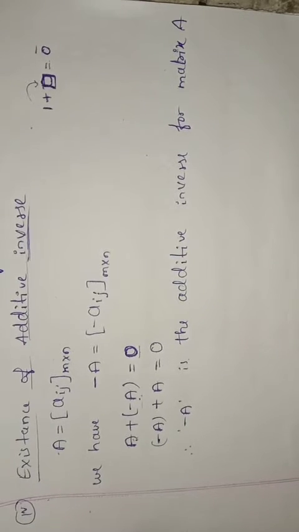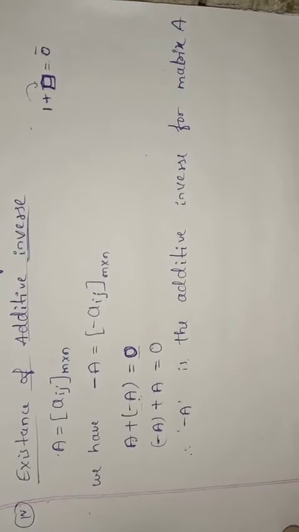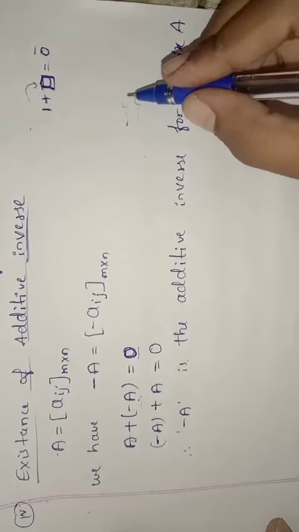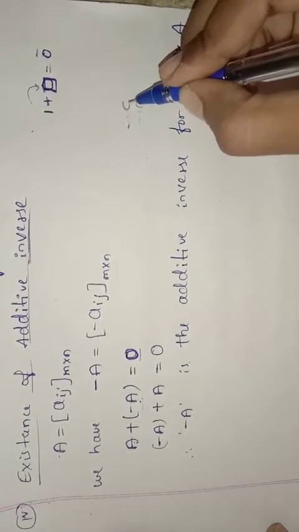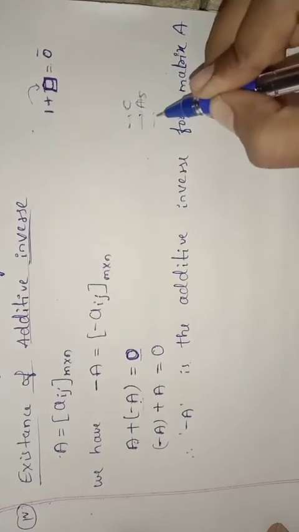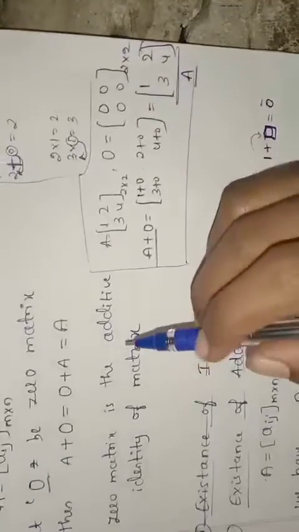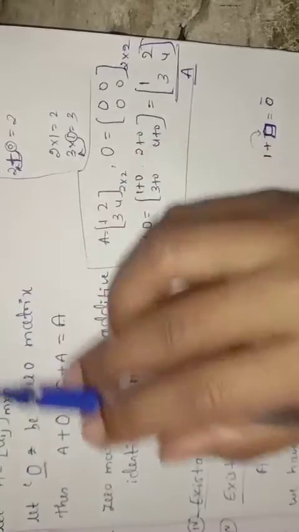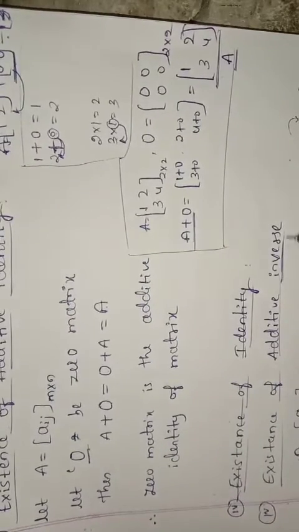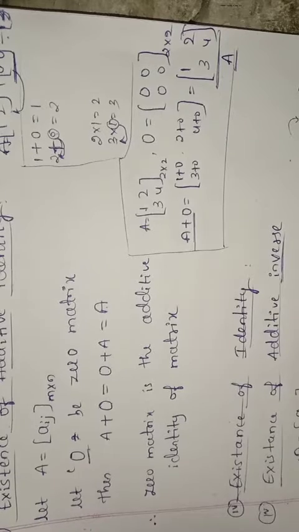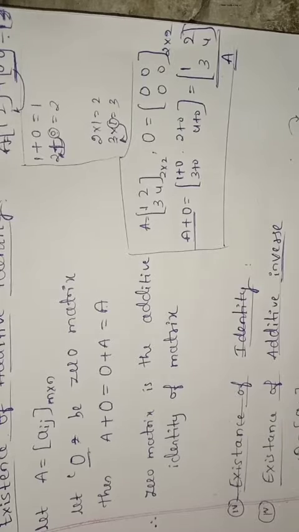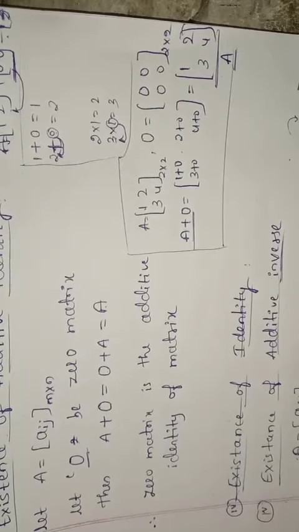I hope you understood these 4 properties. That is, we studied the commutative law and we studied the associative law. What we conclude is that addition of matrices satisfies the commutative law and the associative law, and for addition of matrices there exists an additive identity for the given matrix A, and also there exists an additive inverse for the given matrix A. And these are the 4 properties of matrix addition. Okay, addition of the matrix.